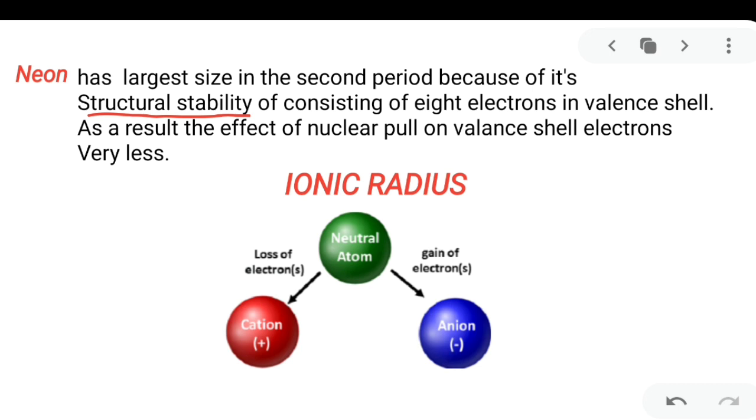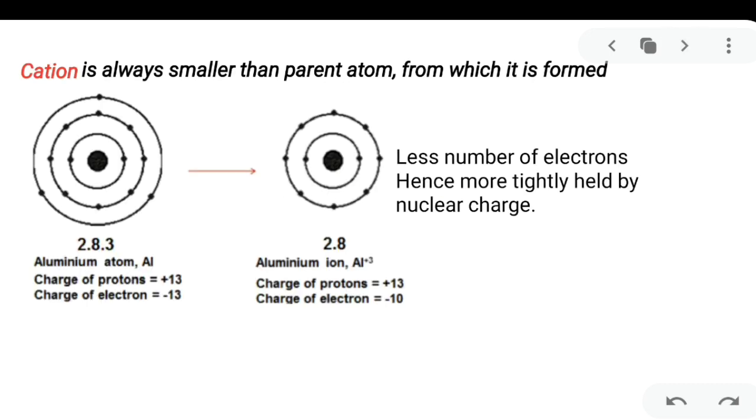Now, let us have a discussion on ionic radius. When the neutral atom loses electron or gains electron, it forms the ions. When it loses electron, we call it a cation, and when it gains electron, we call it an anion. Now let us have a discussion on the ionic radius of the cation. Cation is always smaller than the parent atom, meaning the atom from which it is formed.